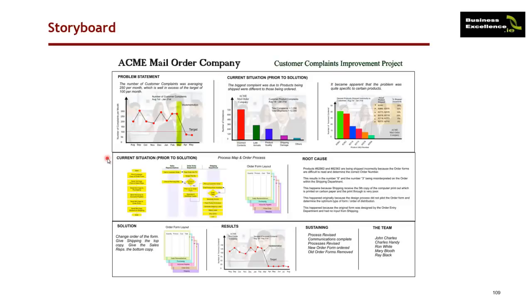What was the process that was being used? What was the form that was being used? What was the root cause that we identified? What was the solution? What was the result? What did we do to sustain that result? And who were the team that were involved? So the whole idea behind using a storyboard is to explain in a very simple way what actually happened, how did they solve the problem, and how did they sustain it, and who are the people involved.